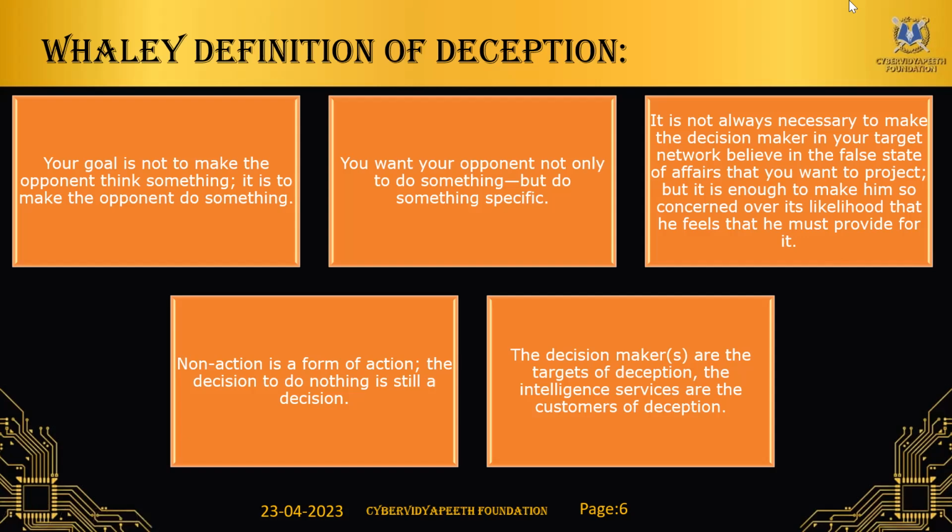It is not always necessary to make the decision maker in your target network believe in the false state of affairs that you want to project. But it is enough to make him so concerned over its likelihood that he feels he must provide for it, otherwise he will lose the battle. When you create a situation where the adversary feels like divulging information, it means you have already achieved the primary goal of deception techniques and adversary engagement.